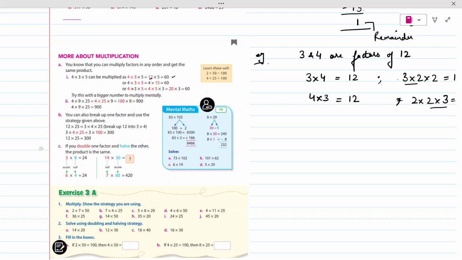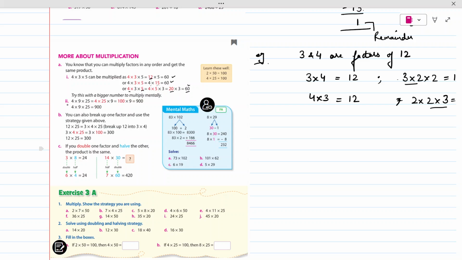Right, this is one way. Second is, we keep 4 as is and multiply 3 and 5 to get 15. So 4 multiplied by 15 is also giving us 60. And in the last one, we can multiply 4 and 5 together to get 20, keeping 3 as is. So 20 into 3 will also give us 60. Similar to what we just learned, they have done it with 4 into 3 into 5, where they have written the factors in any order, but every time the product will be the same.